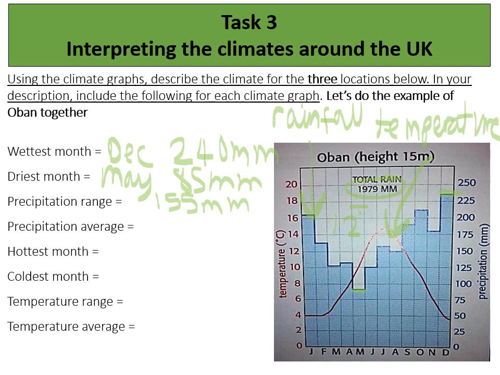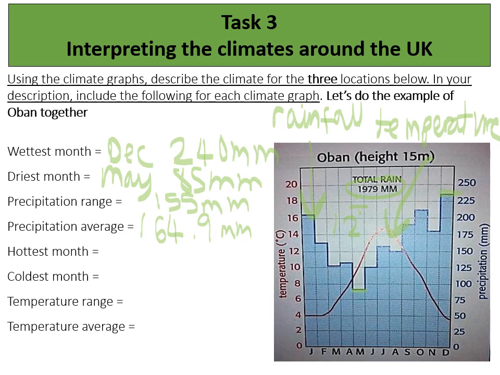So we do 1,979 divided by 12, and that gives us a score of 164.9 millimeters. So on average, each month there are 164.9 millimeters of rainfall in Oban. And then you do the same thing for hottest month, coldest month, temperature range, and temperature average.